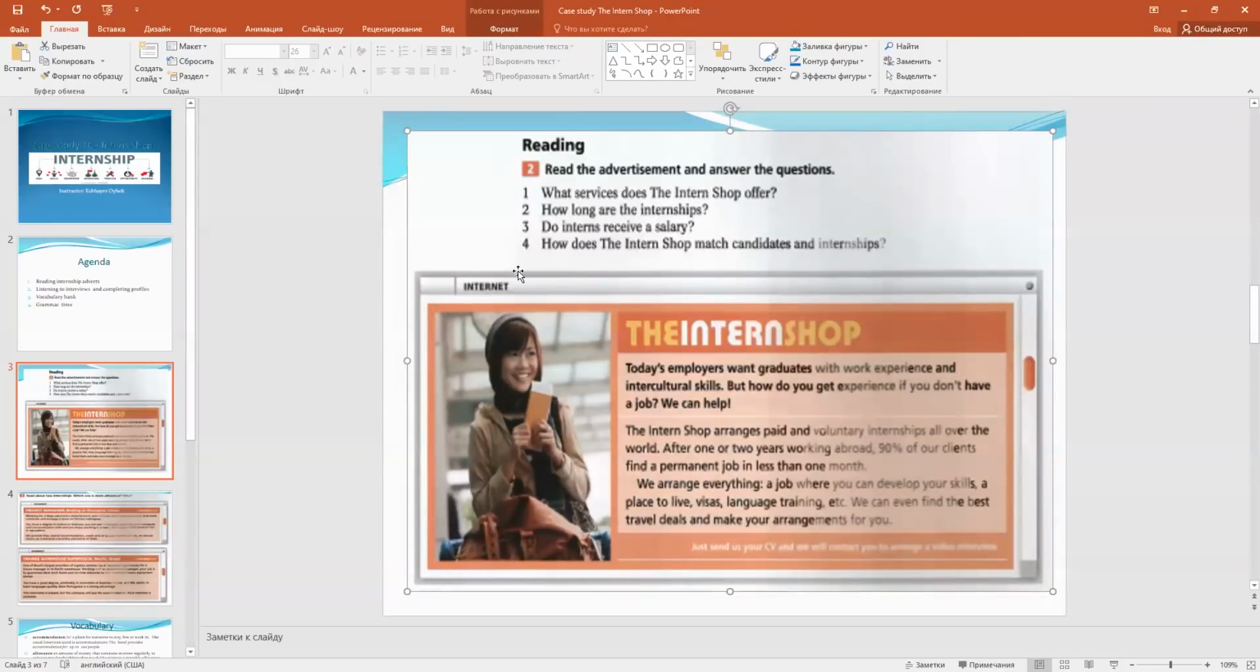As you can see here, you have a reading. In this reading, you should read the advertisement and answer the following questions. What services does the internship offer? The first question. And then the second question, how long are the internships? And do interns receive a salary? And how does the internship match candidates and internships?